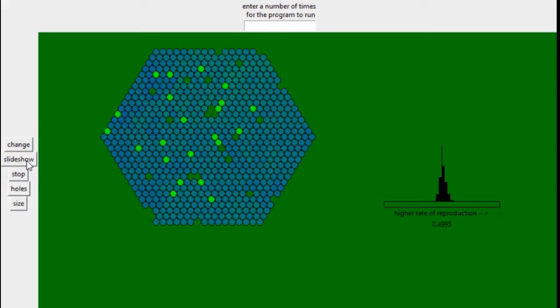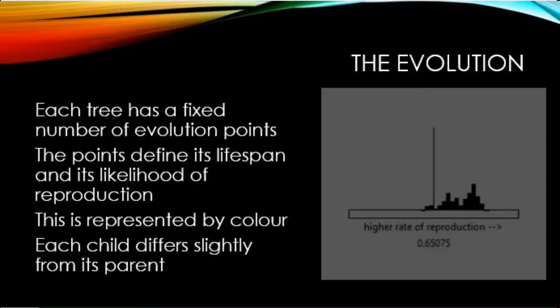On the right of the screen, there is a graph denoting the different types of trees in existence. Each tree has a fixed number of evolution points. This graph is based on the distribution of points within the population. At the moment, there are only two things a tree can spend its points on, though I plan on adding more in future. A tree can either increase its likelihood of reproduction or increase its lifespan. However, an increase in one quality means a decrease in another.